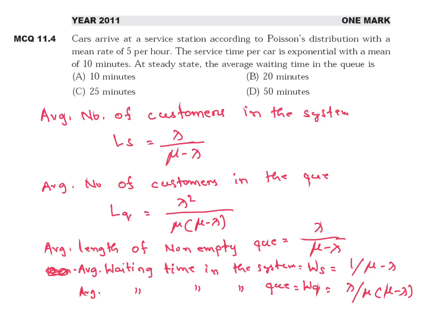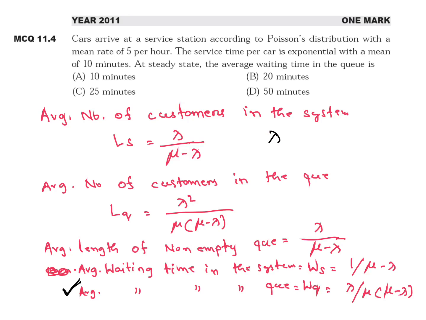Our formulas are: average number of customers in the system, LS, is lambda by mu minus lambda. Then average number of customers in the queue, LQ, is lambda square divided by mu into mu minus lambda. Average length of non-empty queue is lambda by mu minus lambda. Average waiting time in the system, WS, equals 1 by mu minus lambda. Then average waiting time in the queue, WQ, equals lambda by mu into mu minus lambda. Here we have to calculate the average waiting time in the queue, WQ.